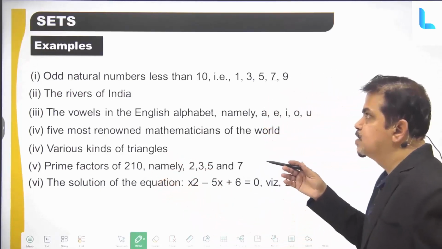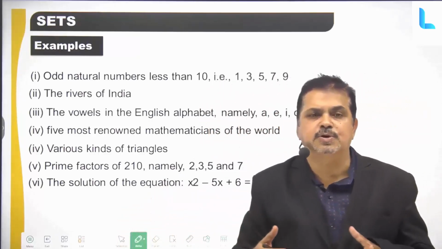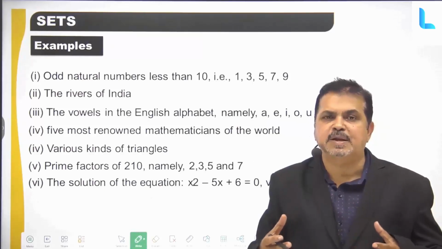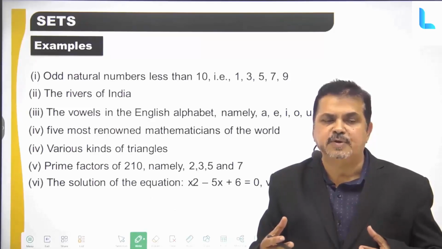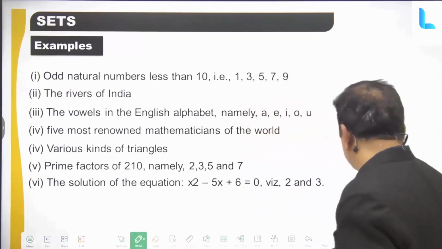So these are generally used. Sets, as I told you, are generally used to define functions and relations. For example, in geometry, in trigonometry, in sequences, where we have to define relations and functions.